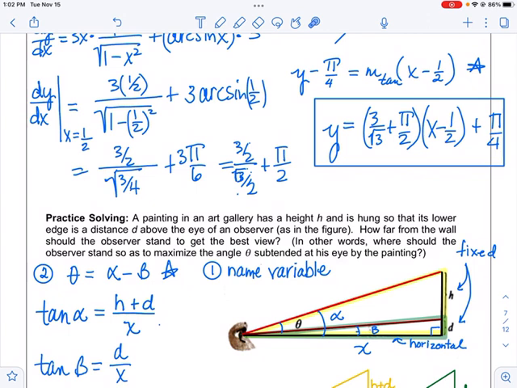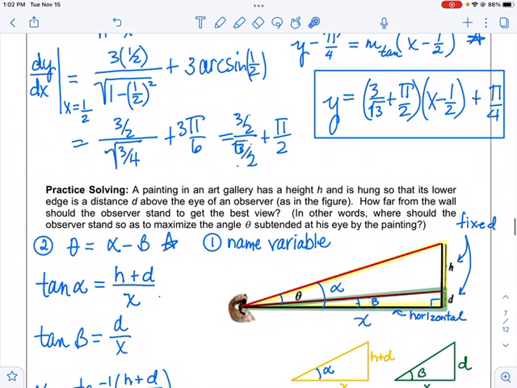A painting has a height h and is hung so that its lower edge is a distance d above the eye of an observer. And you can kind of see the observer here. As seen in this figure, how far from the wall should the observer stand to get the best view? So an interesting kind of problem.